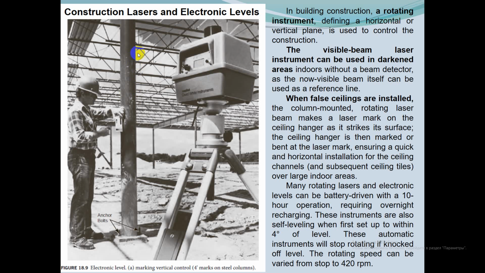When false ceilings are installed, for example, the column-mounted rotating laser beam makes a laser mark on the ceiling hanger as it streaks its surface. The ceiling hanger is then marked or bent at the laser mark, ensuring a quick and horizontal installation for the ceiling channels and the subsequent ceiling tiles.